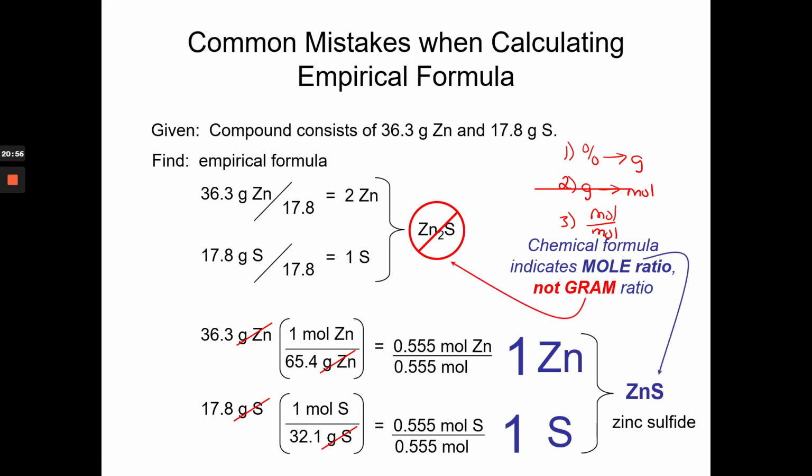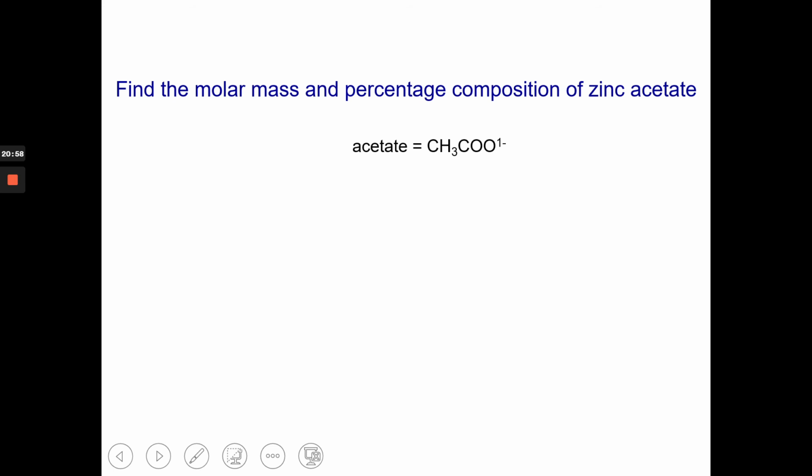All right, getting near the end here. So let's find the molar mass and percent composition of zinc acetate. Hopefully you remember zinc is always a +2 ion, and I've given you the acetate ion right here. It's not one that I generally have my students memorize. And so there it is.